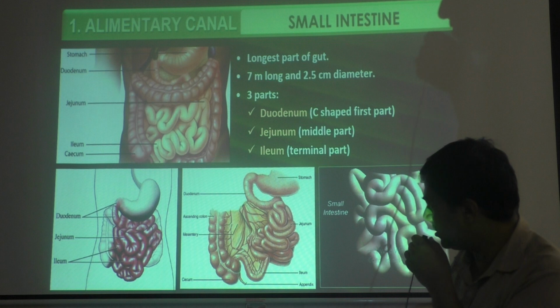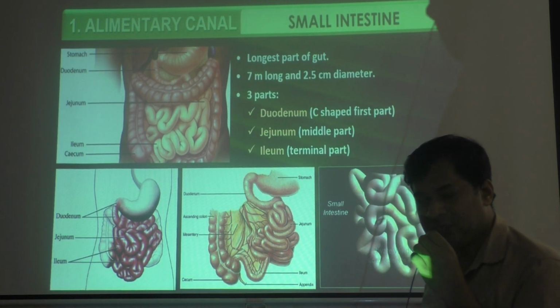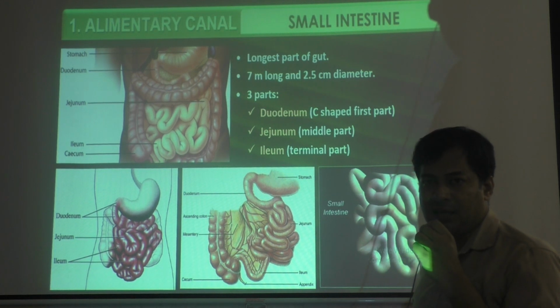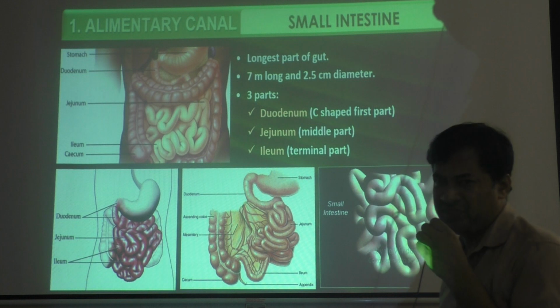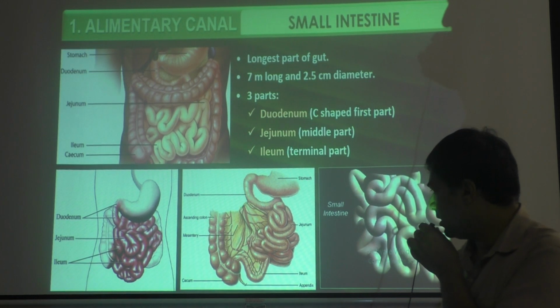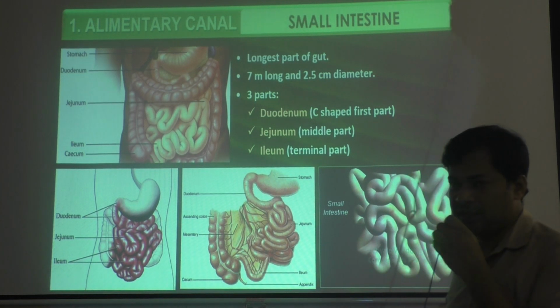Then the first part of the large intestine is called the cecum. Spelled caecum, we say cecum. It is the first part of the large intestine. Then one small part which is part of the large intestine is called the appendix or vermiform appendix. You can see it here in the large intestine.